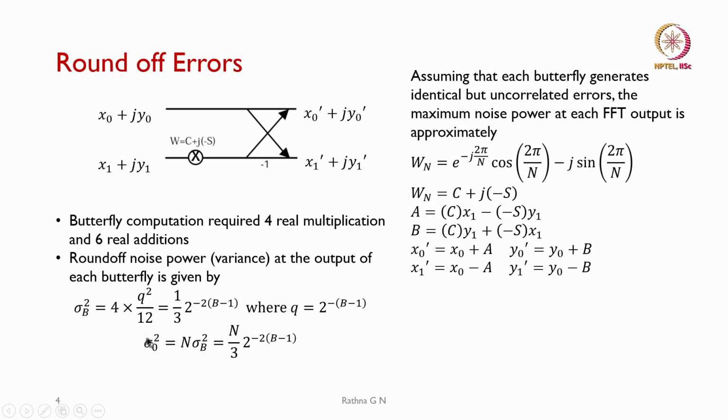So the noise power for n stages is sigma naught squared, which is nothing but n into sigma b squared. When we substitute our butterfly sigma b squared, it becomes n by 3 into 2 to the power of minus 2 minus b minus 1.